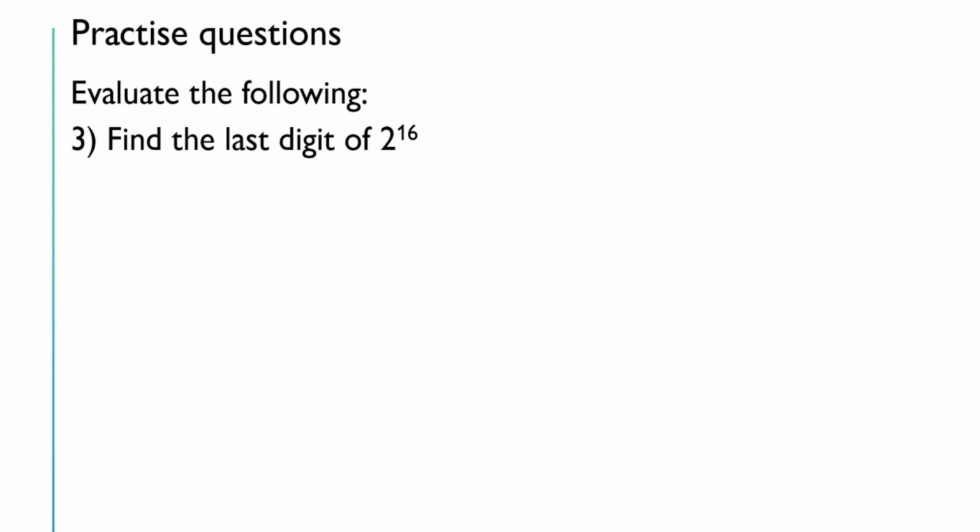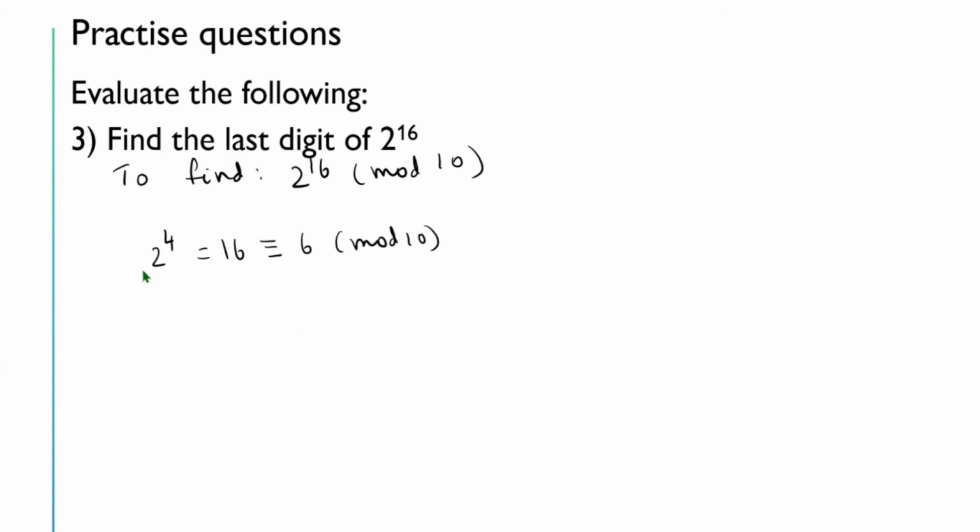The next question is, find the last digit of 2 raised to 16. As I already mentioned, if you want to find the last digit, then we have to find the given number mod 10. That is, to find 2 raised to 16 mod 10. Now, we know that 2 raised to 4 is equal to 16 and 16 is congruent to 6 mod 10, because when we divide 16 by 10, we get the remainder as 6.